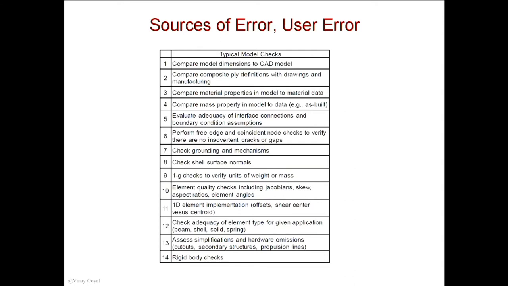And make sure that any simplifications you make are justified. Say there are cutouts in the structure that you don't want to model, just delete a couple of elements in the area and see if it changes the load distribution. You don't have to make it perfect. So if you think a cutout doesn't really matter and it's circular and you don't want to mesh it, just remove a couple of elements in the area, rerun the model and see if it matters, right? Because maybe that's not the area of concern in your model. So, important things to keep in mind.